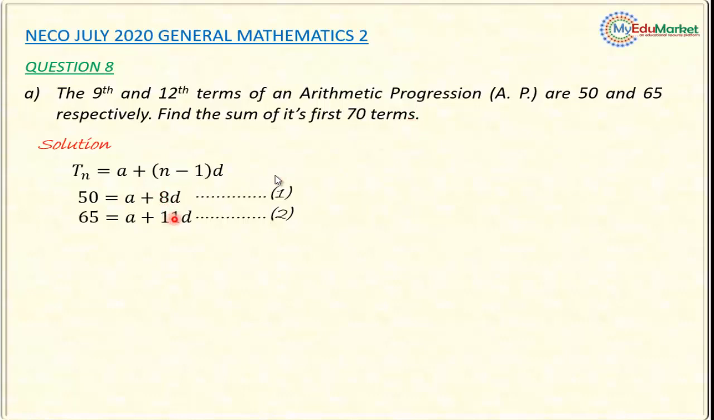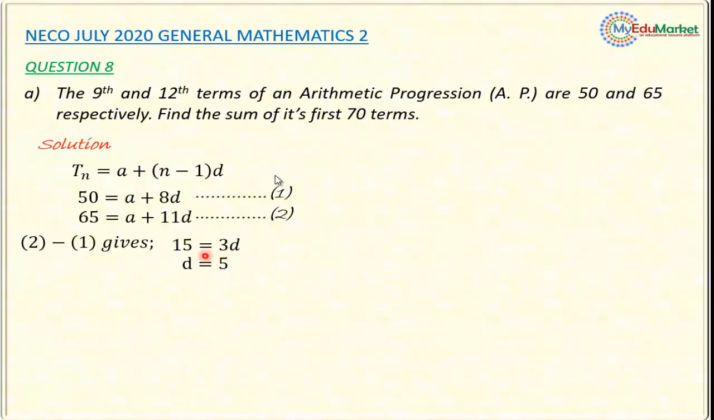Solving simultaneously, I can subtract equation 1 from equation 2. I can see that the a have the same coefficient, so a will be eliminated if I subtract. So I'm going to have 65 minus 50, that is 15. a minus a is 0. 11d minus 8d is 3d. So I can now find d by dividing through by 3. So d equals 5. The common difference of this AP is now 5.